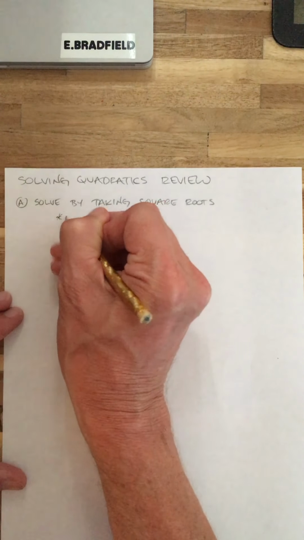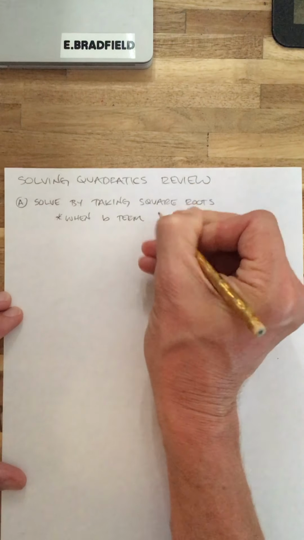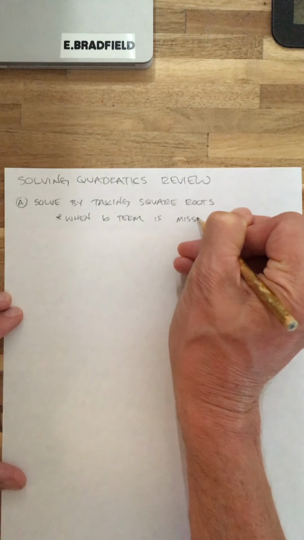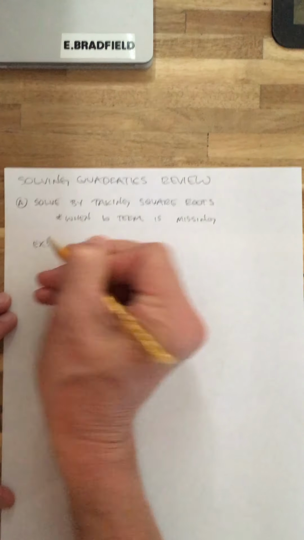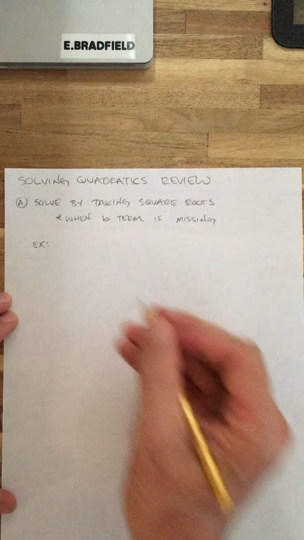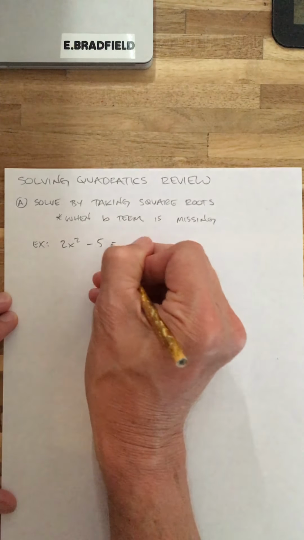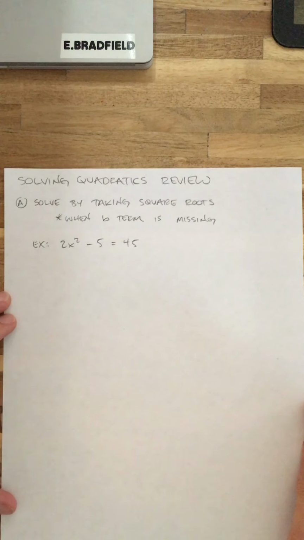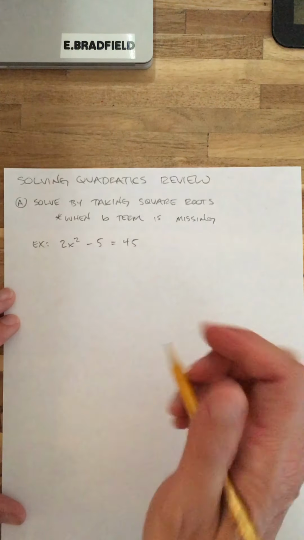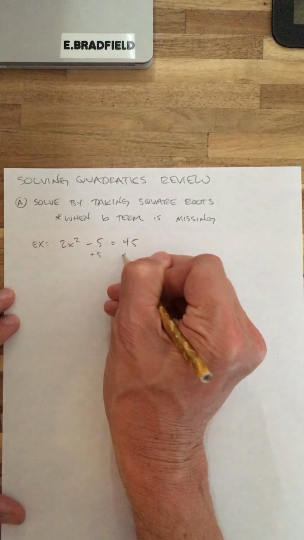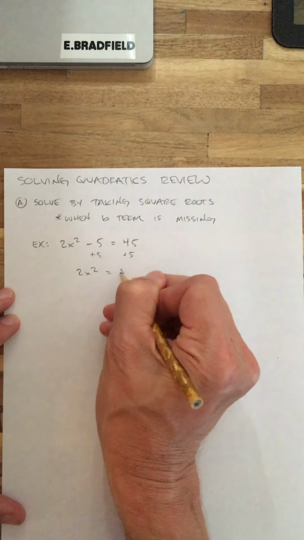So remember, when the b term is missing, okay? And here's a first example. We have 2x squared minus 5 equals 45. First step, remember, we want to get that x by itself. So first thing to do is add the 5 to both sides. And so we got 2x squared equals 50.